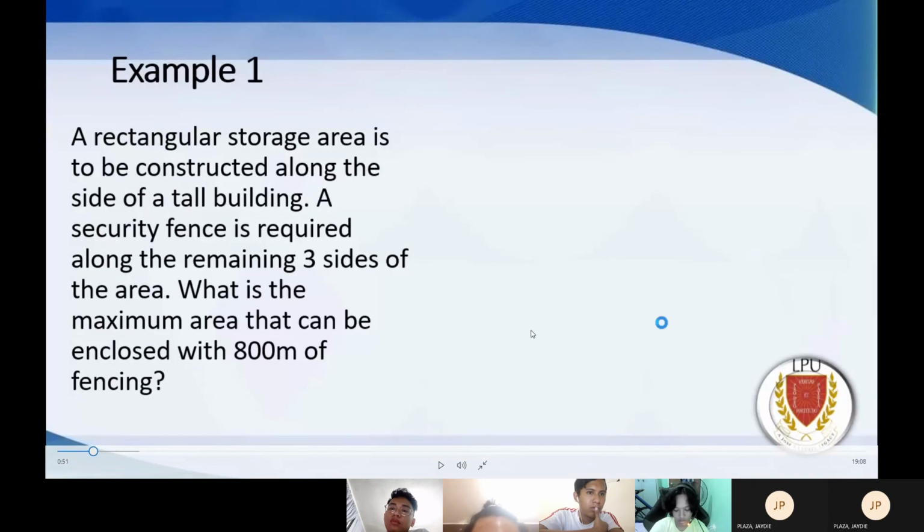Sagutan mo na ba to, Jayze? Mapapanoorin. Sige, doon tayo sa PPT.